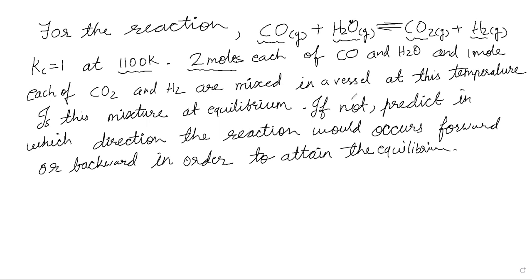Is this mixture at equilibrium? If not, predict in which direction the reaction would occur, forward or backward, in order to attain equilibrium. So here, for this reaction, we'll first calculate the reaction quotient, that is Qc. If Qc is greater than Kc, then the reaction will move in a backward direction in order to attain equilibrium.